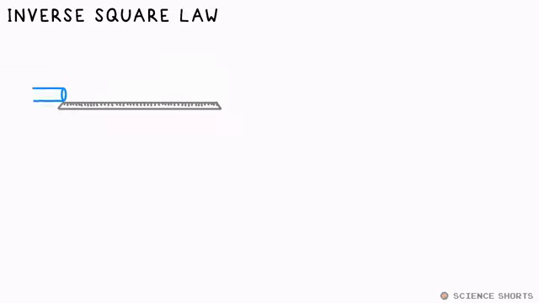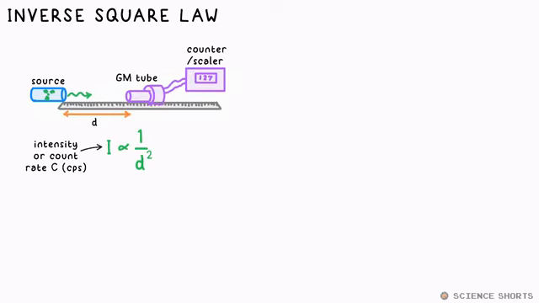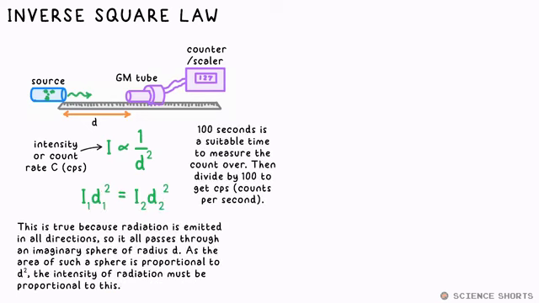As gamma radiation is emitted in all directions, it falls away inverse squarely with distance, so intensity is inversely proportional to distance squared, so we can say that I1 d1 squared equals I2 d2 squared. Intensity can also be replaced with count or count rate, the amount of radiation detected over a certain time, say a minute. Don't forget your background count, of course.